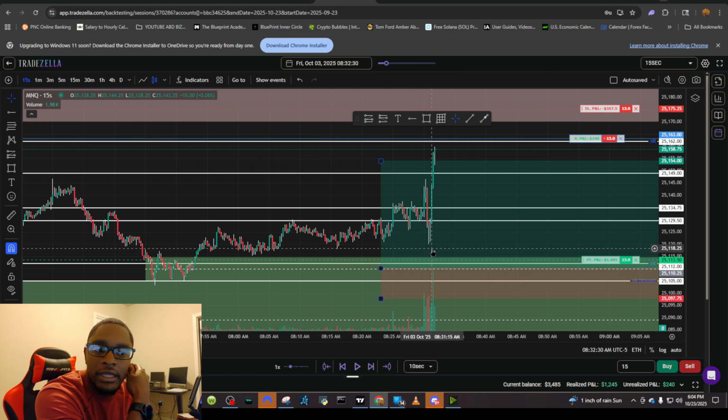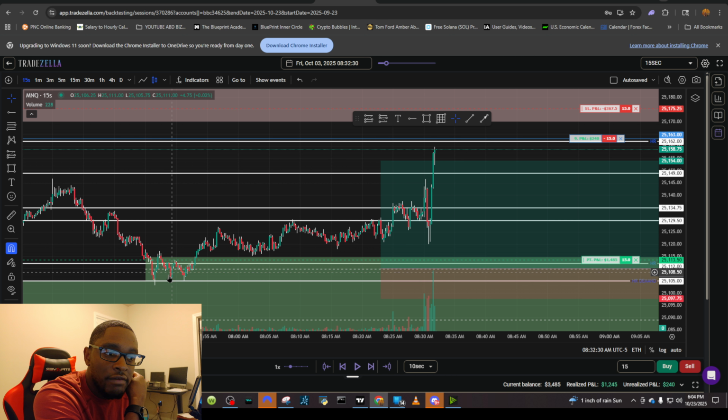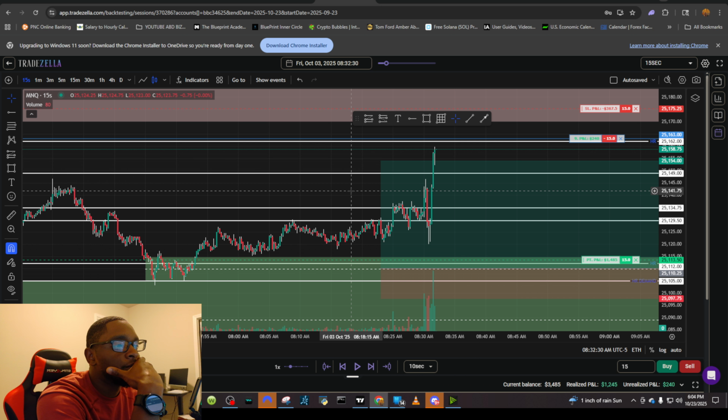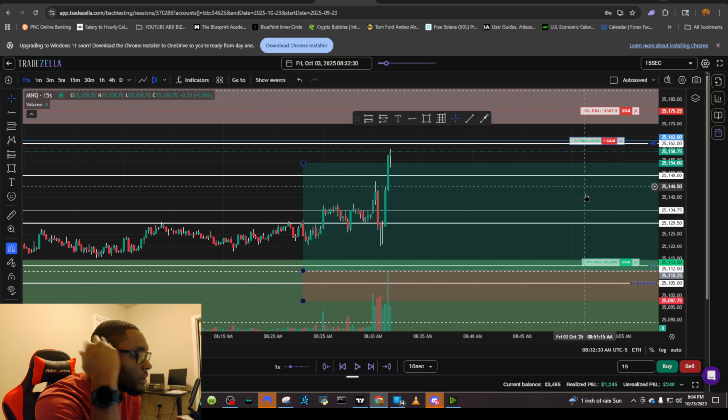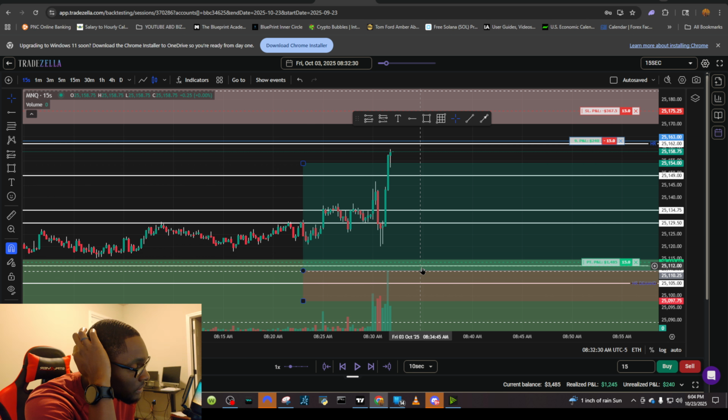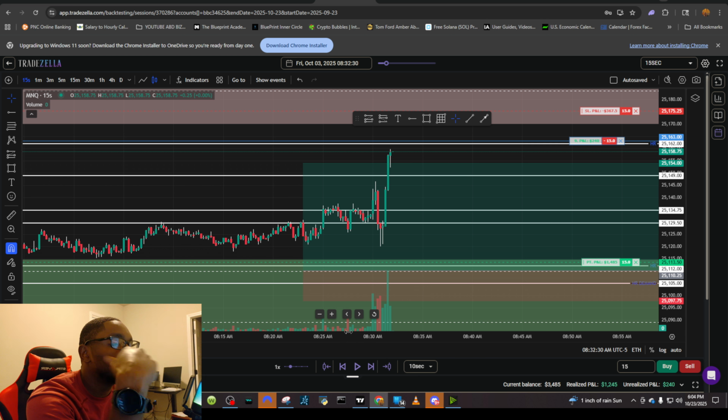We've already tapped this. No, we haven't. We haven't tapped this 5-minute demand zone. This small one is a 5-minute demand zone. This big one is an hour. It's a 1 hour demand zone. So that's why I have my level marked right here. If it taps it, we can trade it back up.